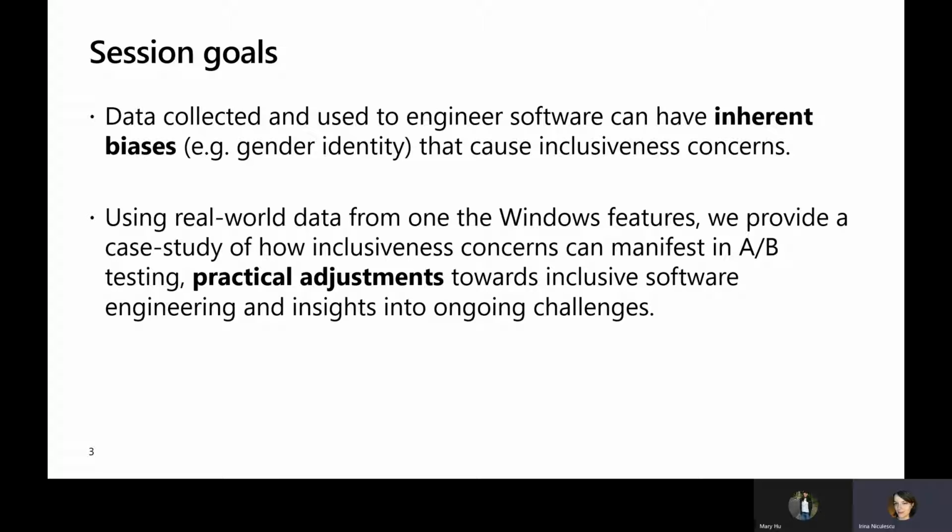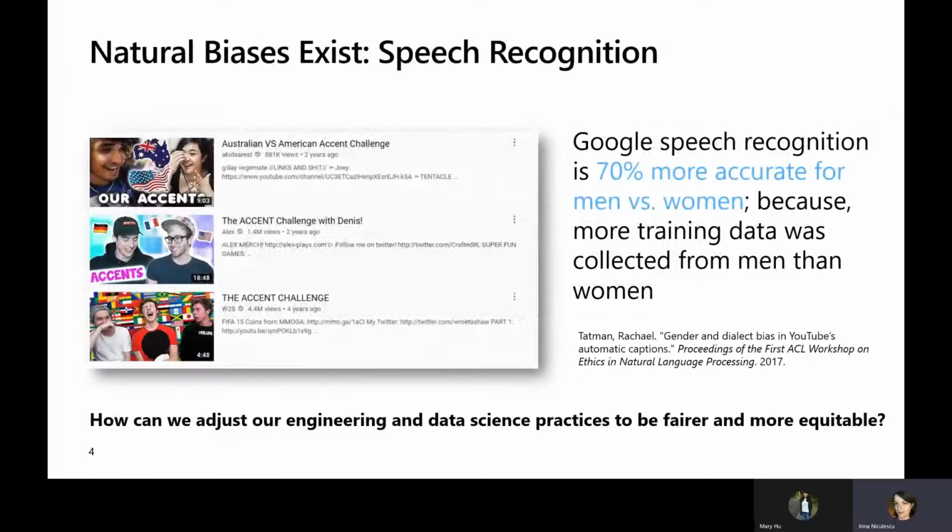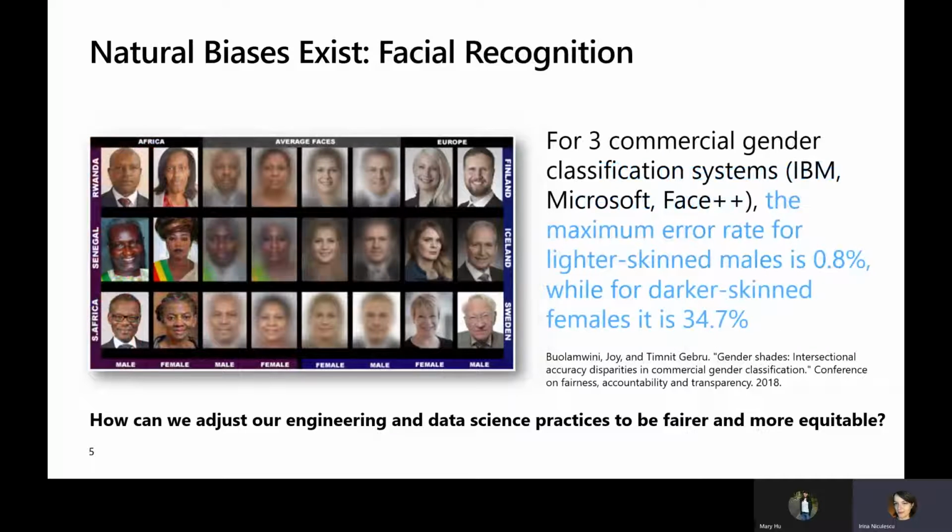We all know and can easily imagine that biases exist, but how prevalent are they? Here is an example from a 2017 research paper by Rachel Tatman. We can see that Google's speech recognition app has been found to be more accurate for males than females, 70% more accurate actually. Another example next is face recognition. From a published 2018 paper, we can see that 3 commercial facial recognition systems from IBM, Microsoft, and Face++ have all been found to classify males more accurately than females.